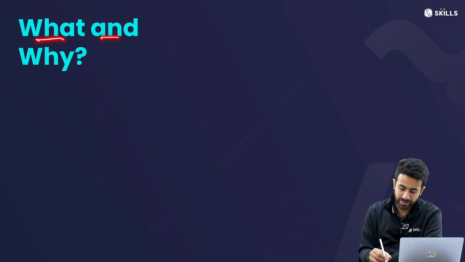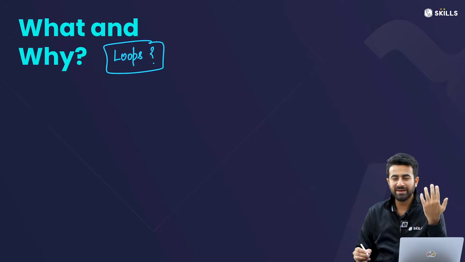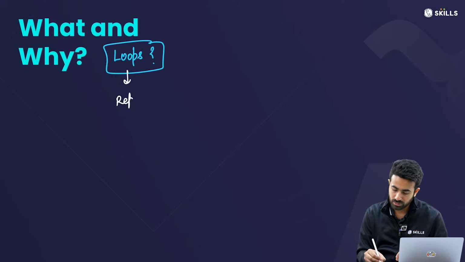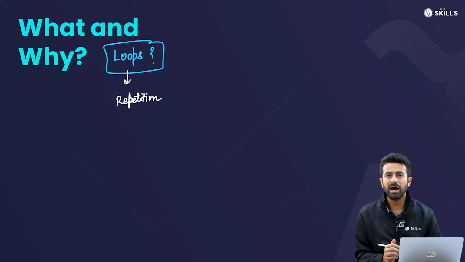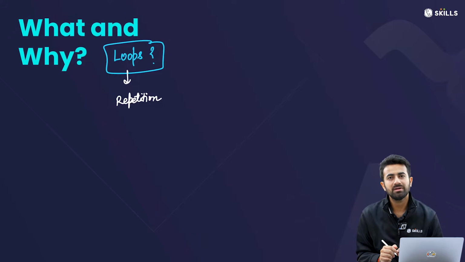So what and why? Why loops, and what are loops exactly? I think it is very clear from the name itself that loop means again and again and again, repetition. For example, if you have to print hello world 100 times in 100 different lines, what will you do? Will you write the same exact thing 100 times? Definitely no. Then what can we do?